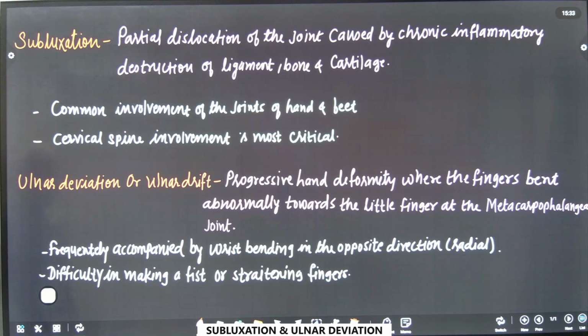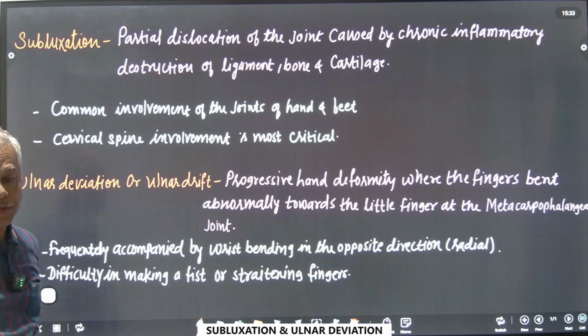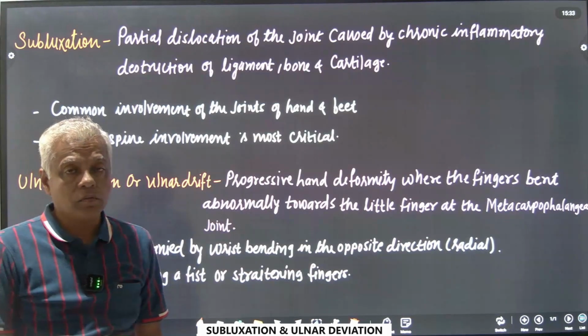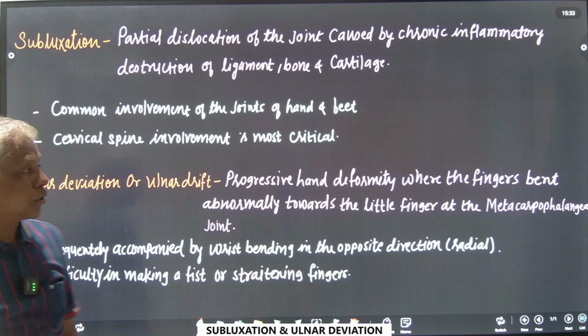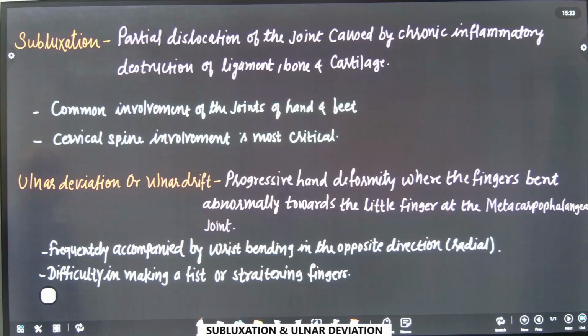The commonly involved joints are the joints of the hands and feet. These joints of the hands and feet are commonly involved with subluxation. And cervical spine involvement is considered the most critical one. If there is a cervical spine involvement, then the complications are more, and the commonest involved joints are the joints of the hands and feet.